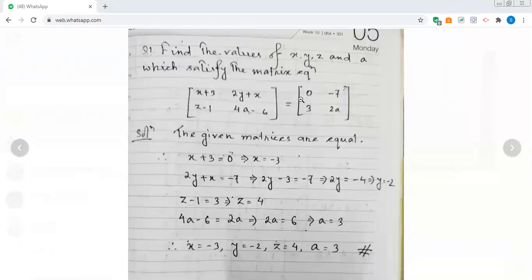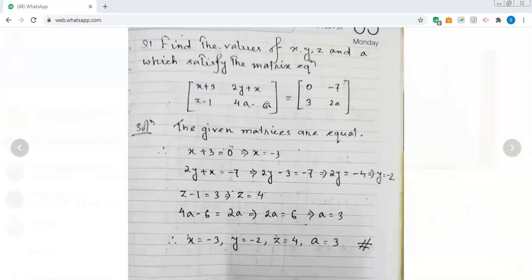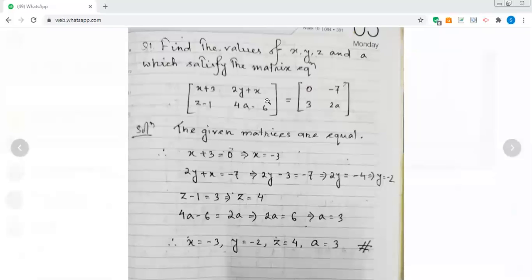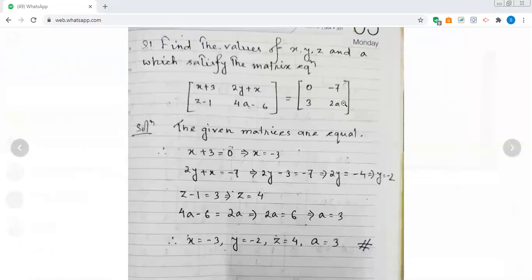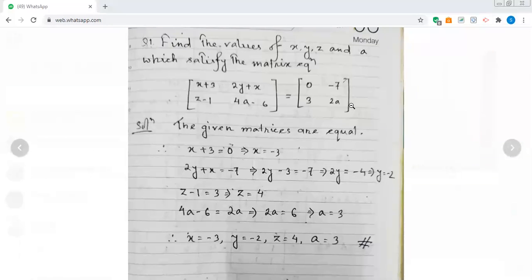From this, what can you say? That the given matrices are equal. Why can we say that? Because I already told you that two or more matrices are said to be equal only when they are of the same order. The main thing is that here you can see both matrices have the same order. The left hand side matrix is of order 2 by 2, and the right hand side matrix is also of order 2 by 2. So from here we can directly say that the given matrices are equal.